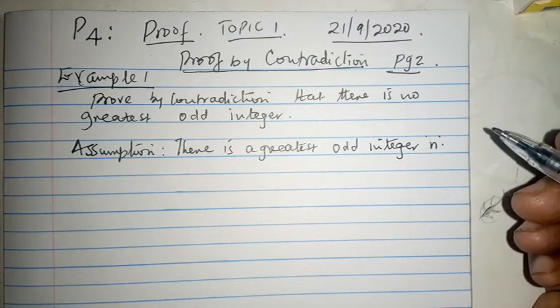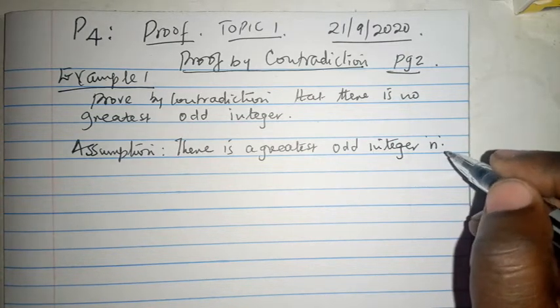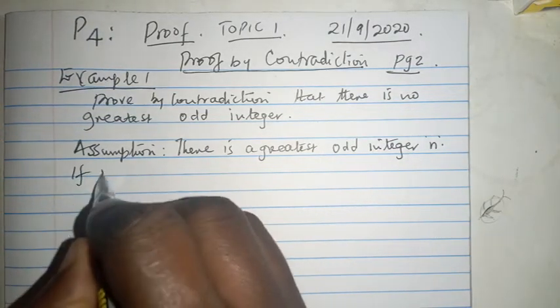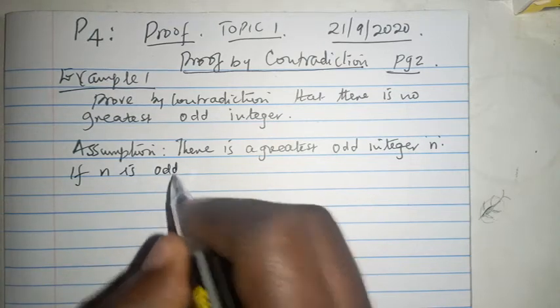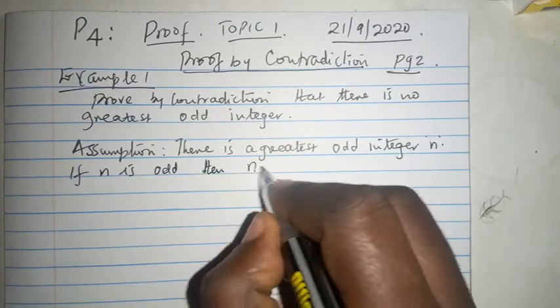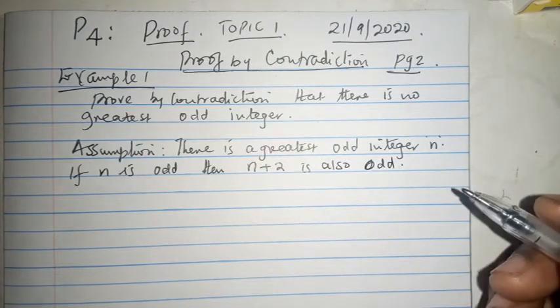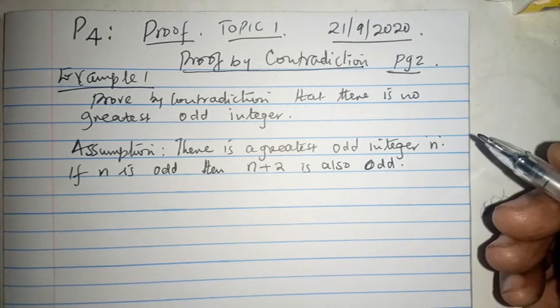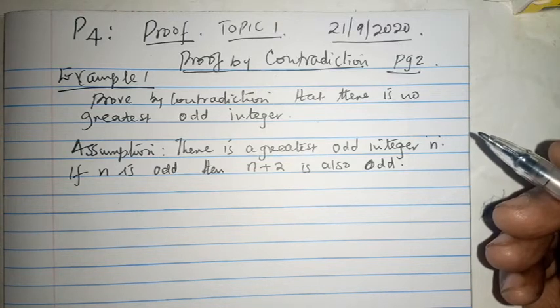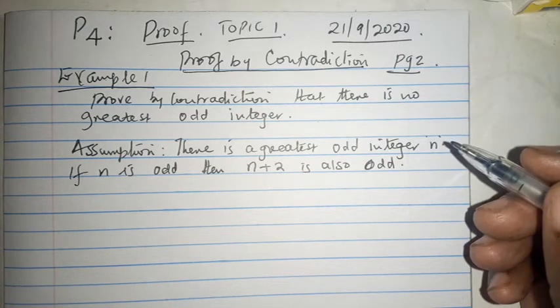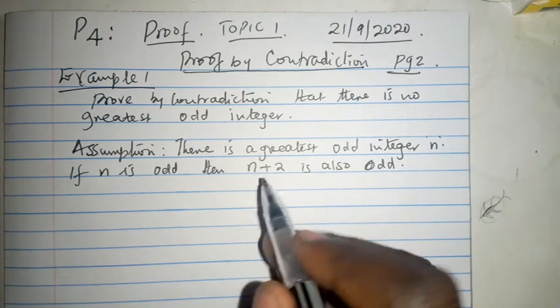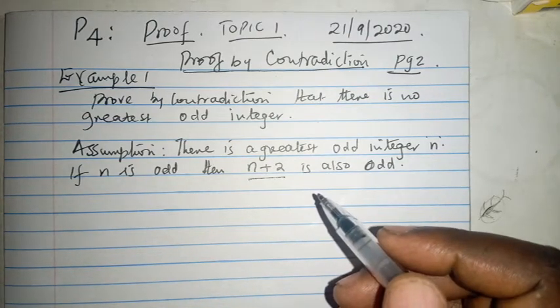And we know very well that if n is odd, then n plus 2 is also odd. It goes without saying, because every two odd numbers are separated by 2. If 1 is odd, then 1 plus 2 is 3, 3 is odd, 3 plus 2 is 5, 5 is odd. So n plus 2 is also an odd number.